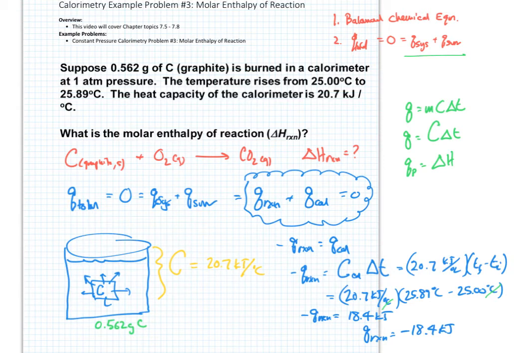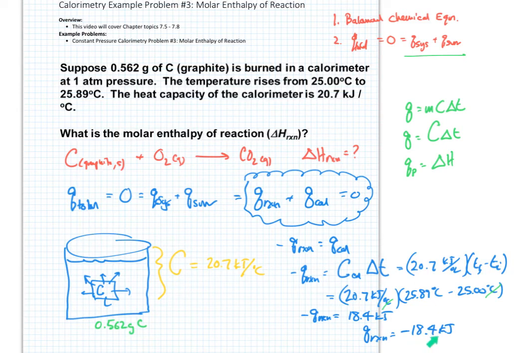So this amount of carbon, when it burns, has produced negative 18.4 kilojoules. It's a negative sign, makes sense. It's exothermic. It's giving off its heat. The temperature of the surroundings, the calorimeter, has risen from 25 to 25.89. So that tells us that it's absorbing heat. So that makes sense. It's positive. This is negative. Okay, so that number all makes sense.